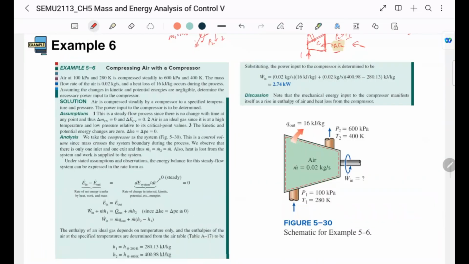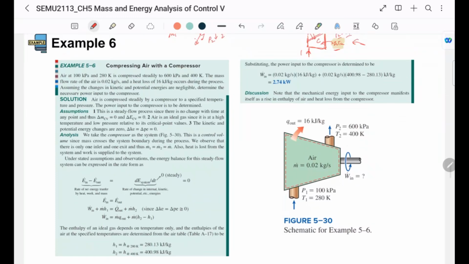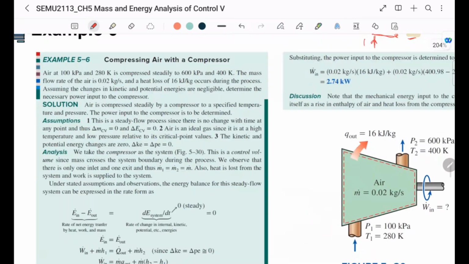Now let's look at one example then. So this is compressing air with a compressor. Air at 100 kilopascal, 280 Kelvin, is compressed steadily. Whenever the question says steadily, it means steady state, basically, steady flow, to this pressure, this temperature.